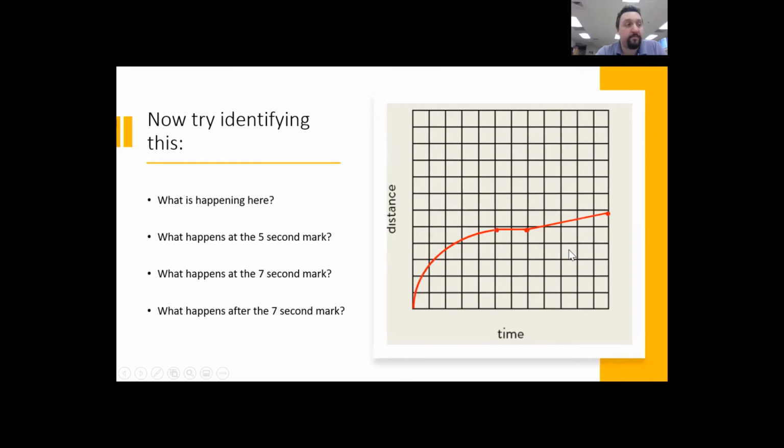Last one. Take a second, see what's going on. We start by seeing something that starts out really fast and slowly slows to a stop for 2 seconds. And then it moves at a much slower rate forward.